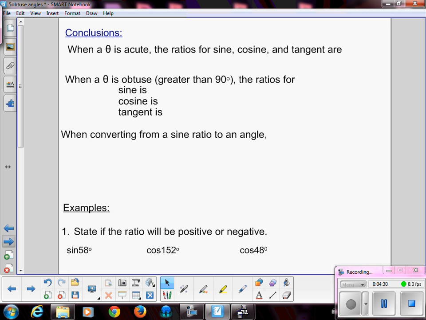All right, so conclusions. When theta is acute, in other words below 90 degrees, the ratios for sine, cosine, and tangent are positive. We tried it with 25 as well as with 70 degrees. Now, when theta is obtuse, in other words greater than 90 degrees, the ratio for sine is positive. Remember, I said that was the issue. Cosine was negative, and tangent was negative.